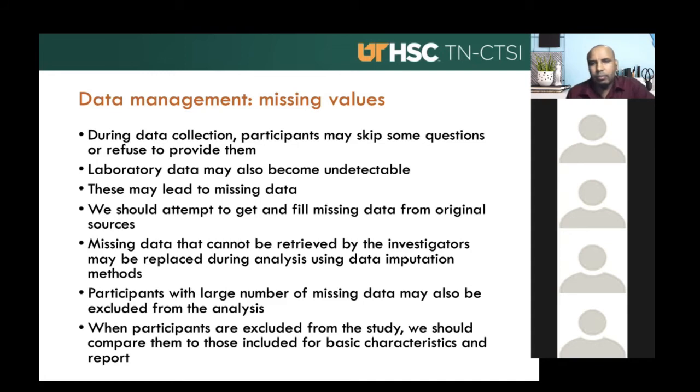Participants with a large number of missing data may also be excluded from analysis. Whenever participants are excluded from the study or from the analysis, we should compare them to those included for basic characteristics and report the finding. So we have to compare the study participants that are excluded from analysis to the participants who have been included in the analysis for certain baseline characteristics or attributes.